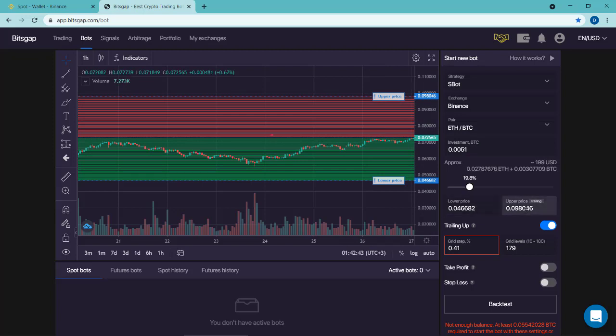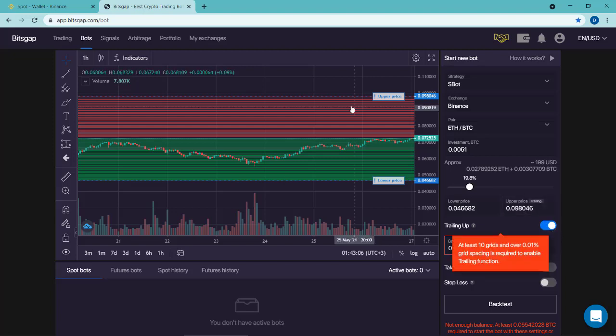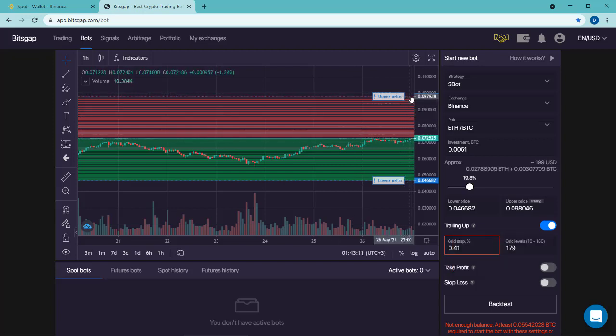These are the default values given by Bitsgap Trading Platform. I'm going to just keep the default values. As I say, I'm assuming that somebody who's watching this doesn't know anything about trading, and so we're just going to set it up in the most simple way possible. Trailing up, this should be on, so that if the value of Ethereum goes to the top of these red lines of the trading grid, when it goes above those lines, more trading grids will be produced so that it can continue trading and I can make more profit.